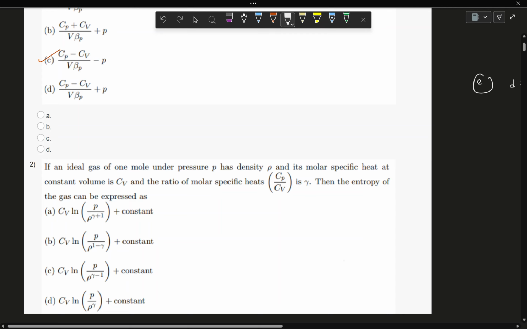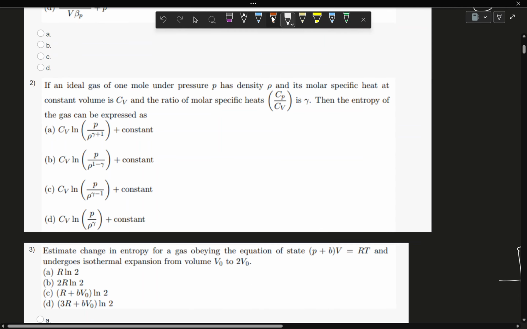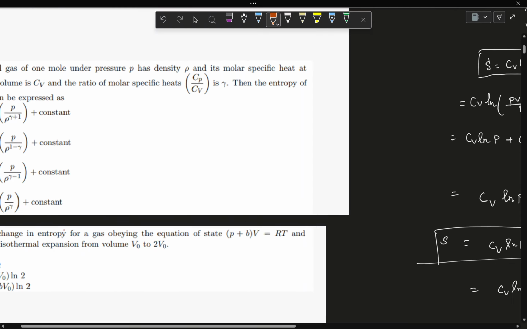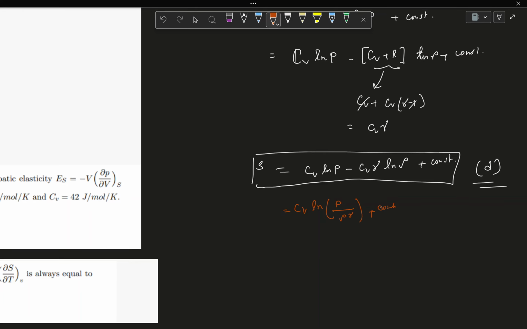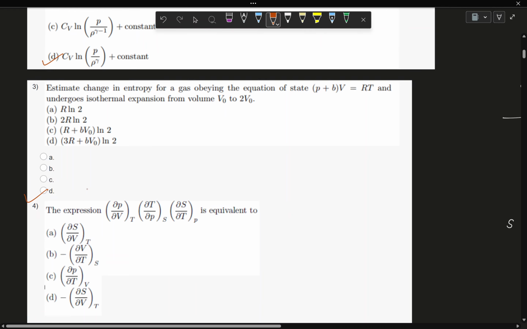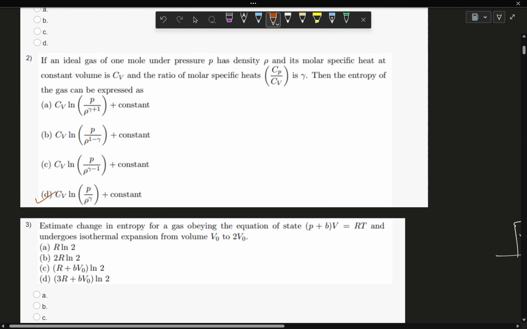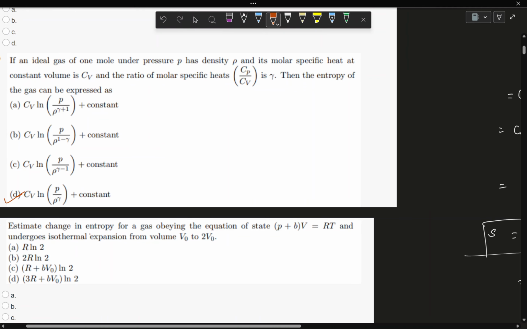Here we can check directly. Yeah, so this is matching, because here we can further adjust these terms as Cv ln of P, where this has a minus sign, and this gamma will come as a power. This is rho to the power gamma plus constant. So this option number D is the correct answer. Now question number 3 is the last remaining question.